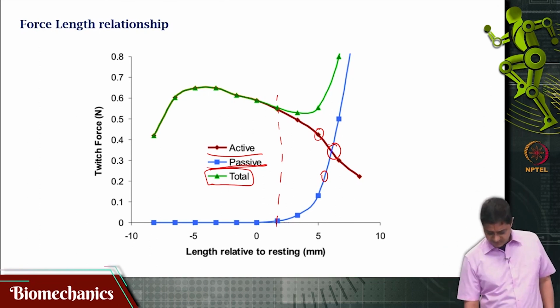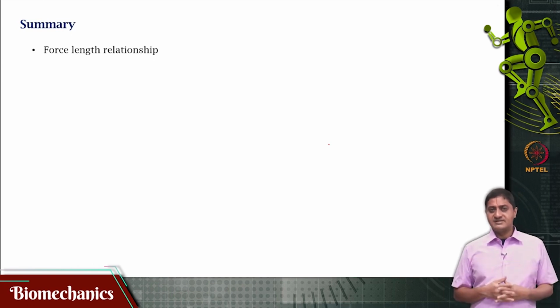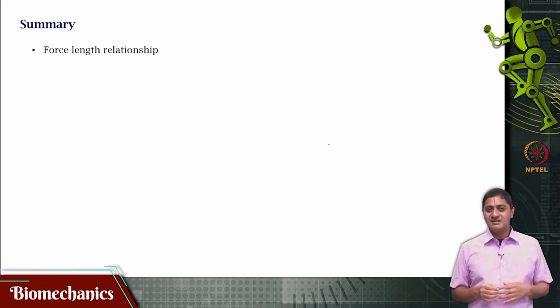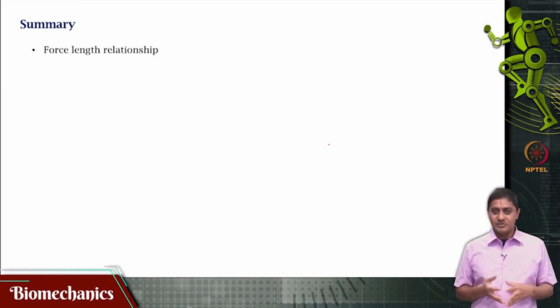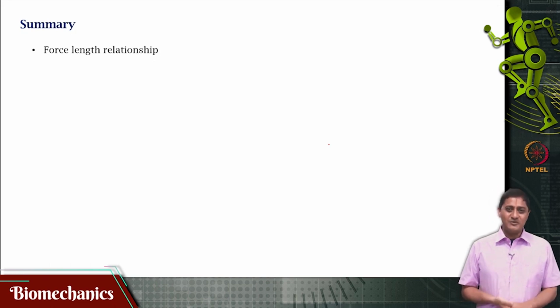With this we come to the end of this video. In this video, we saw the relationship between force and length. Critically important to remember that at low lengths of the sarcomere, forces are low because the thin filaments, actin filaments, start overlapping with each other. Everything else follows logic, but this particular point, why is the force small at low sarcomere lengths? Because the actin filaments are overlapping with each other. Remember this. Thank you very much for your attention.